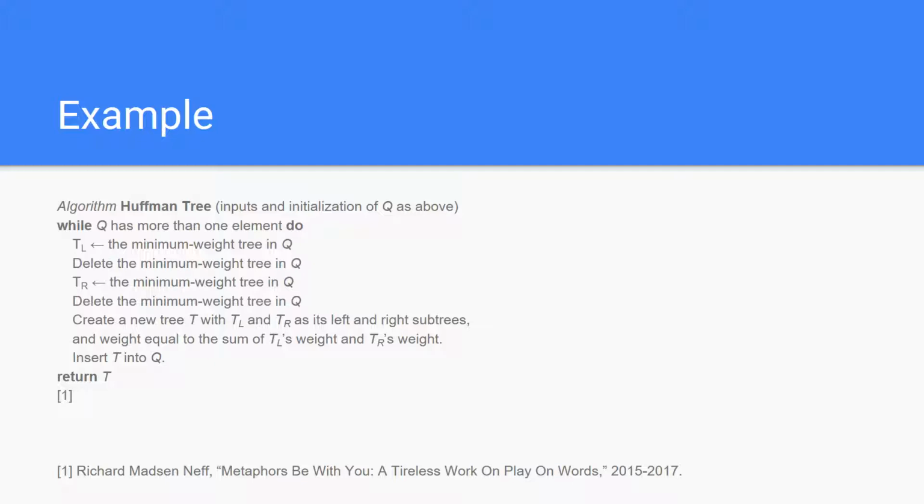As mentioned earlier, pseudocode more closely mimics natural language as opposed to actual programming language. We see phrases like delete the minimum weight tree or create a new tree T with TL and TR as its left and right subtrees. As you may notice, these sound more like English sentences than actual code, or somewhat of a hybrid.